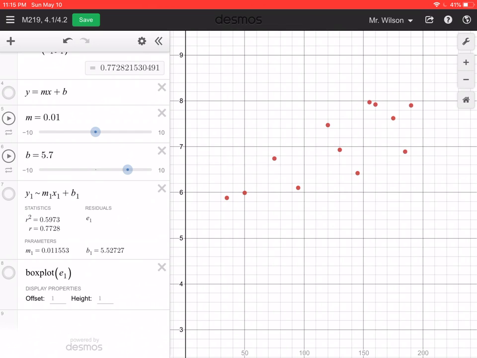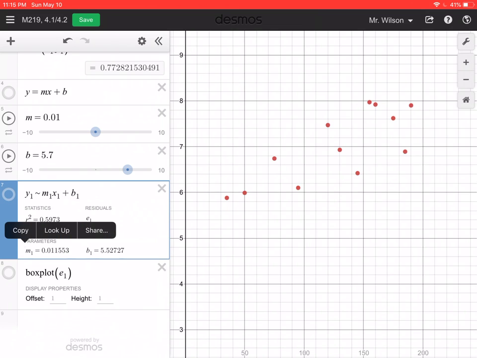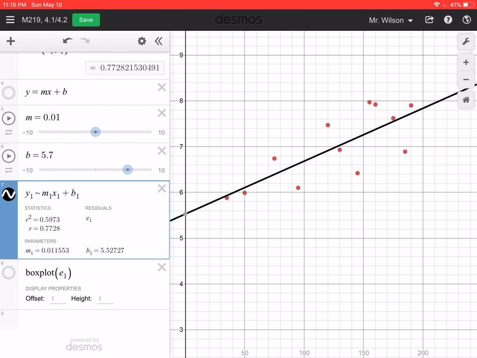So you can see the slope it gives is 0.011553. That's right in here at the bottom. And then the b value, the y-intercept, 5.52727, etc. And if I plot that line, there it is. So that is the least squares regression line. That is the one that is the best fit of the data.